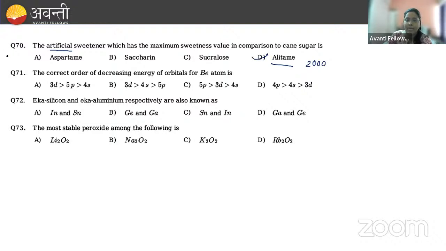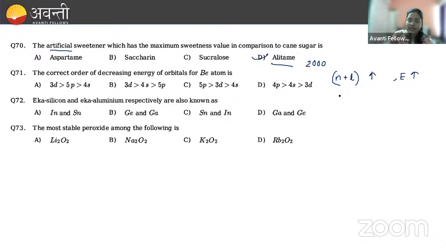Next, the correct order of decreasing energy of orbitals for beryllium atom is. In order to solve this question, we need to consider n plus l. n is the principal quantum number, l is the azimuthal quantum number. Energy of any orbital increases with increasing n plus l value. For the same n plus l, the orbital with higher n will have higher energy.